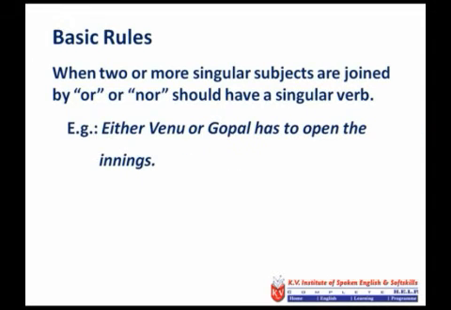Example, either Venu or Gopal has to open the innings. In the above stated sentence, only one person, either Venu or Gopal, has to open the innings. The two singular subjects, Venu and Gopal, joined by or would take a singular verb has.